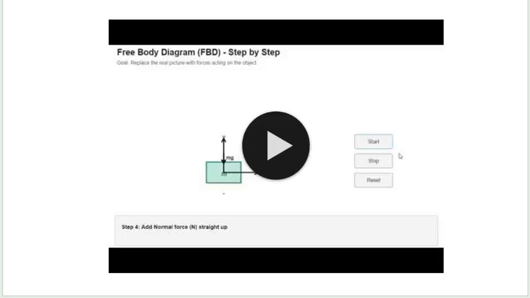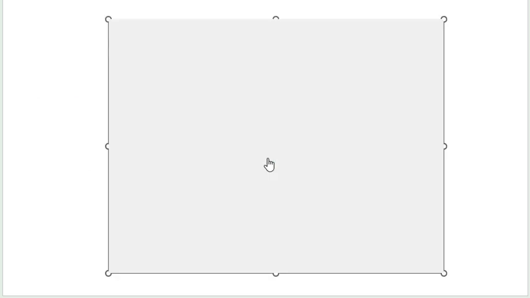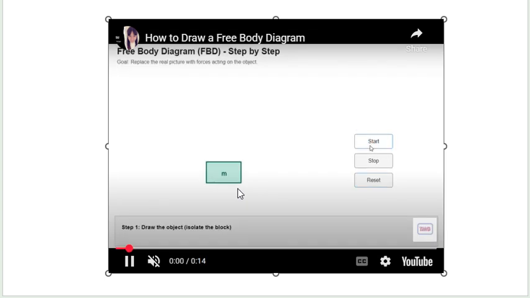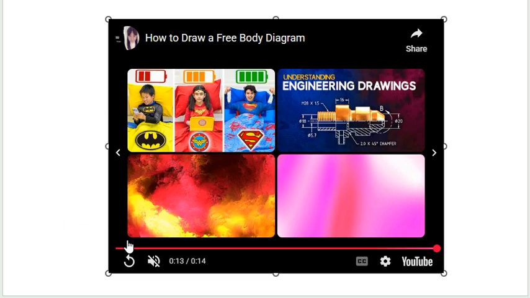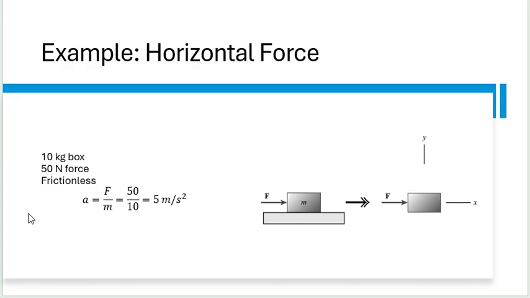Then a free body diagram animation shows you how to do it, how to draw. You start with your axes, and then you add your normal force, and then the resultant of the external force applied to it. Your friction has to be in your free body diagram along with the weight. Then your example is a horizontal force.